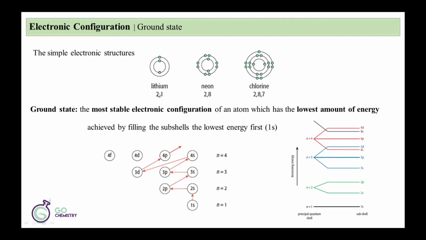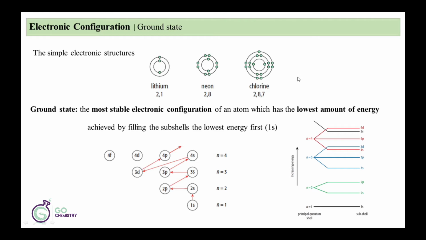For example, for lithium, which contains 3 electrons, we will be representing 2 electrons in the first shell, then 1 electron in the second shell. And the electronic configuration is written as 2, 1. For neon, which contains 10 electrons, we will be representing 2 electrons in the first shell and 8 electrons in the second one. In this case, the electronic configuration is written as 2, 8, and so on.